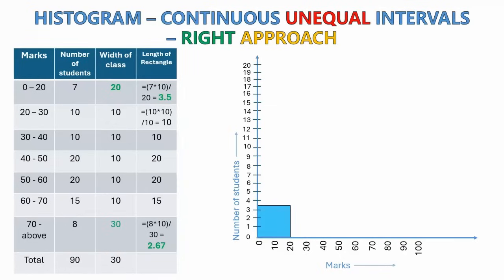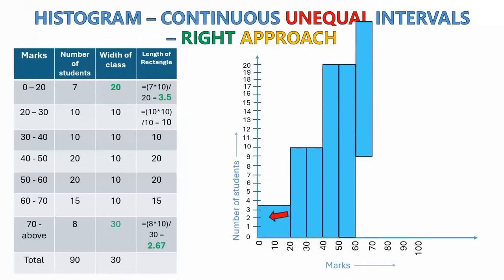Similarly, for the last range, the actual length is 8 multiplied by 10 divided by 30, which is 2.67. For other ranges, the range width is the same as the width per unit, which is 10 marks, so the lengths are as before, which are correct. Only for the first and last range we have to change it because the widths of the ranges are different.